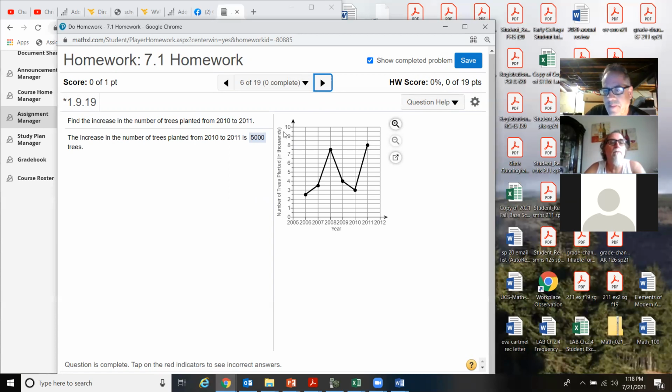But when I look at number of trees planted, and then in parentheses, it says what? In thousands. So when you see that, that says whatever number you pull here, put 3 zeros behind it. And so since the difference was 5 from 3 to 8, then I will take the 5, put 3 zeros in there, and that's where I get my 5,000. Easy enough?